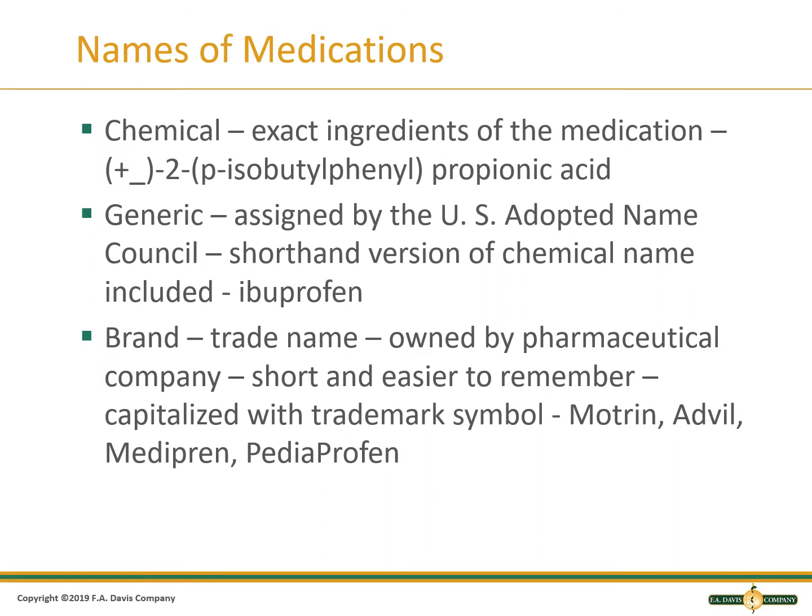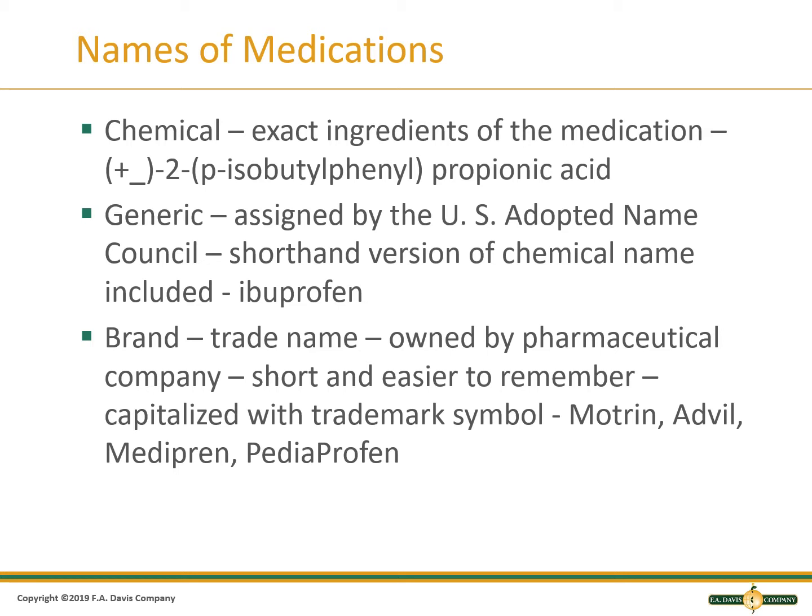A single medication may be called by three different names, which are chemical, generic, and brand or trade names. Chemical names tell us the exact ingredients of the medication, for example, 2p-isobutylphenyl propionic acid. Generic names are assigned by the U.S. Adopted Name Council. These names may include a shorthand version of the chemical name, for example, ibuprofen.